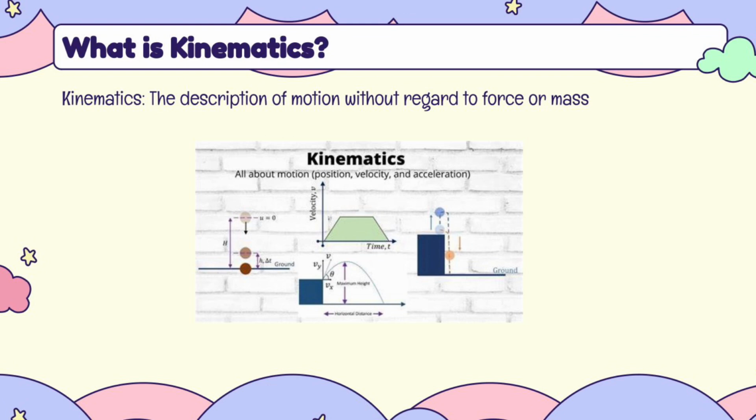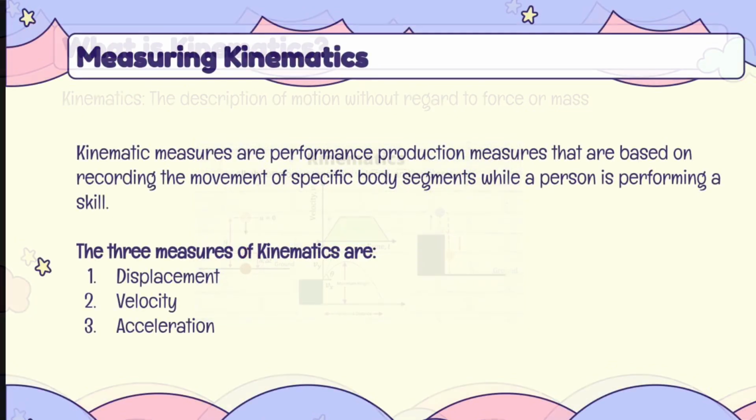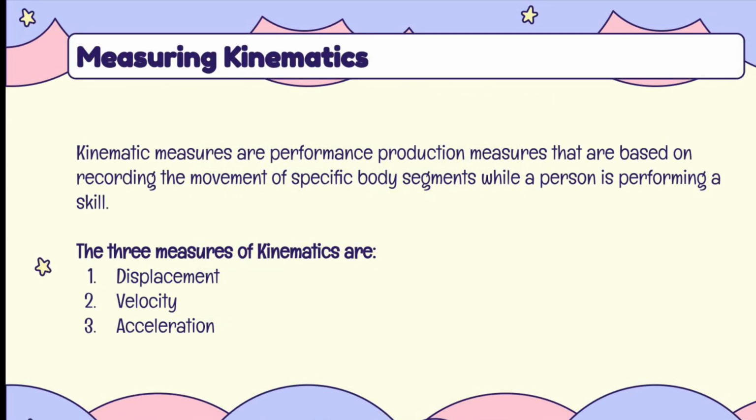These descriptions or descriptors refer to an object's change in spatial position, speed, and its changes in speed. So, kinematic measures are performance production measures that are based on recording the movement of a specific body segment while a person is performing. This can be captured on motion capture, which is the process of recording movement and translating it into data, which is often seen and used in the film industry and in game making when creating animated characters. So, the 3 measures of kinematics are displacement, velocity, and acceleration.